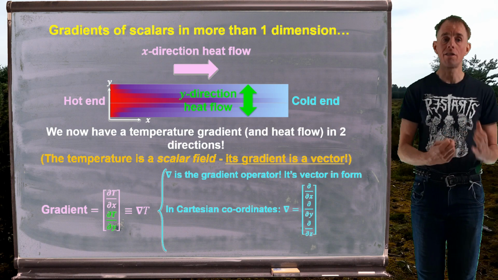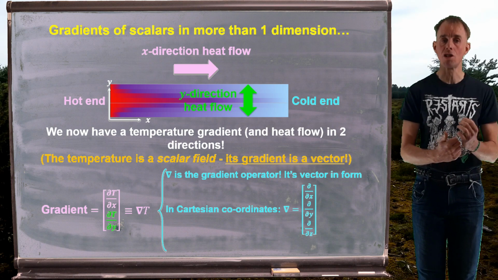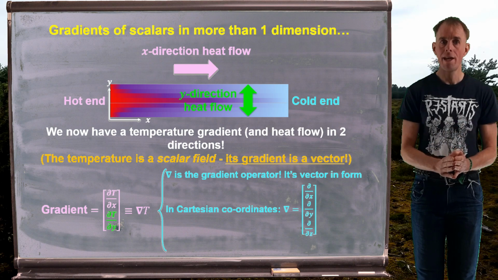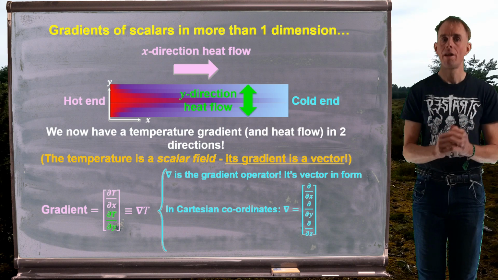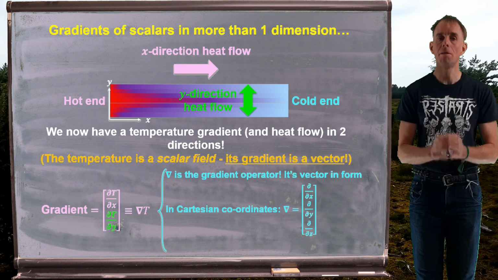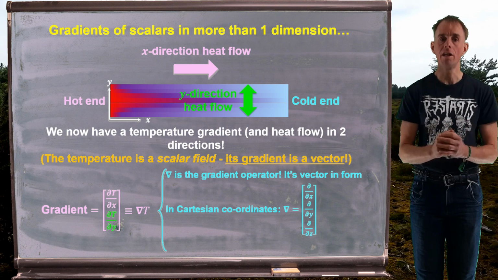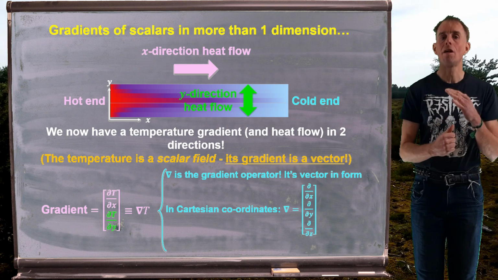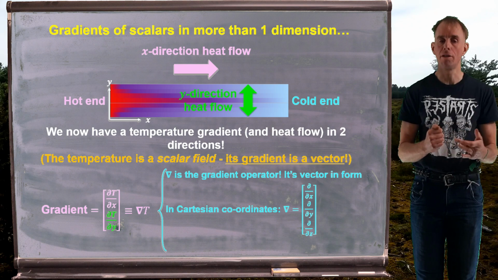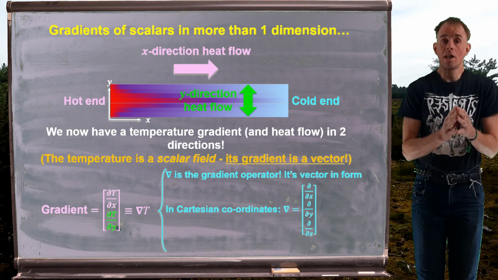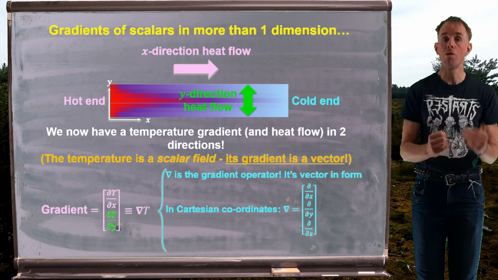So in Cartesian coordinates in 3 dimensions, it's a column vector, and it's d by dx, d by dy, d by dz, stacked one above the other, where d in this case is partial derivative rather than total derivative, because we're changing the gradient of that parameter in more than one dimension.